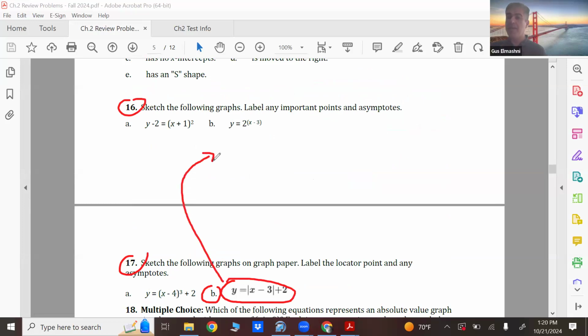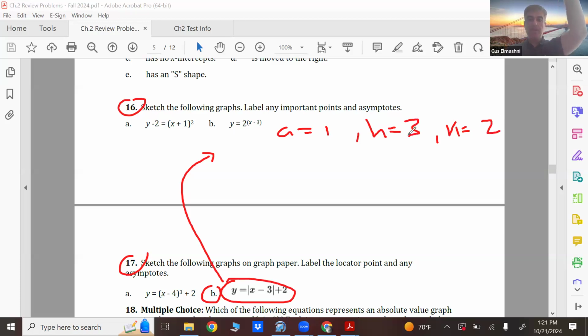So that would be in a non-calc portion. Okay. Tell me H and K here for number 17B. What's your A value? A is 1. What's K? K is 2. What's H? H is 3.